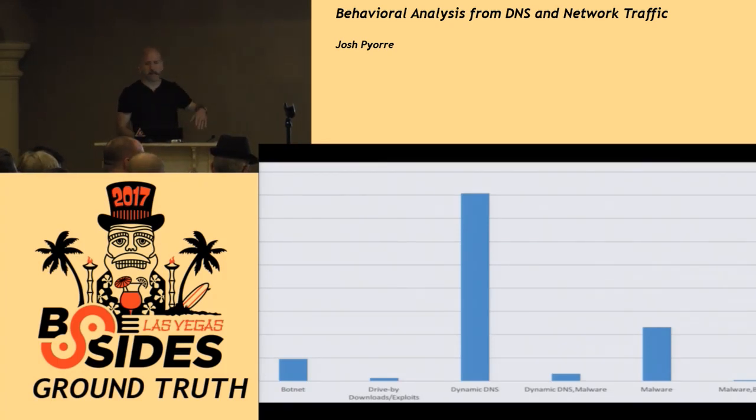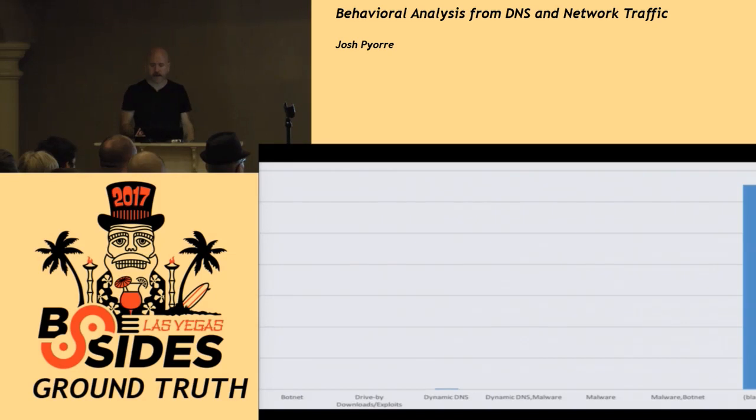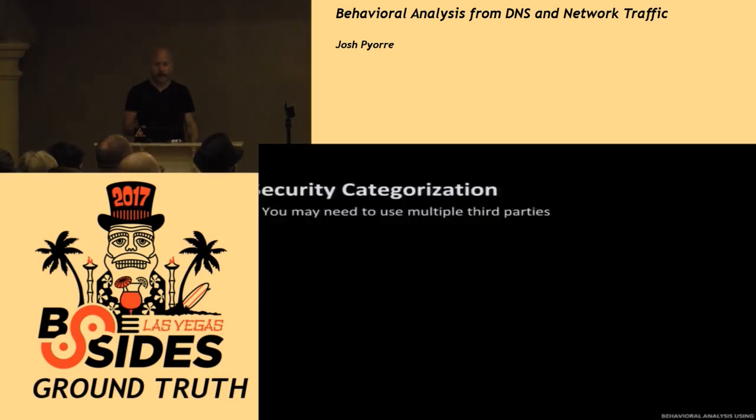Out of all that 9 minutes, there's some botnet traffic, some dynamic DNS. There's no counts here, but just so you get an idea. But there's a huge amount of blank, no categorization. You could process through that another way. So you may need to use multiple third parties.